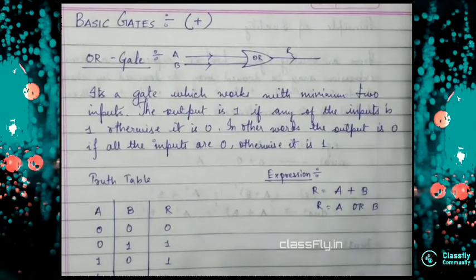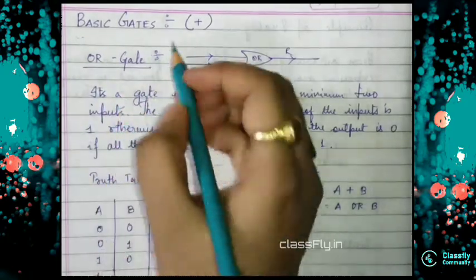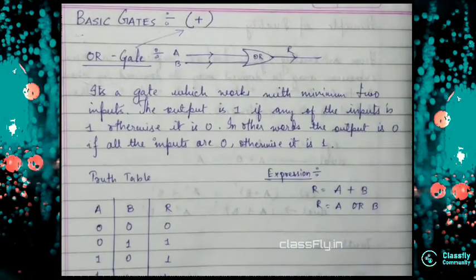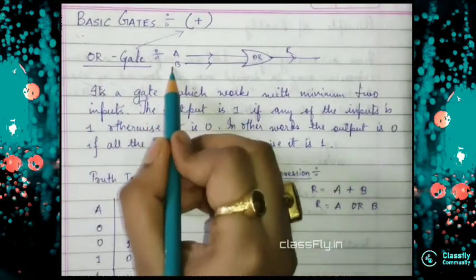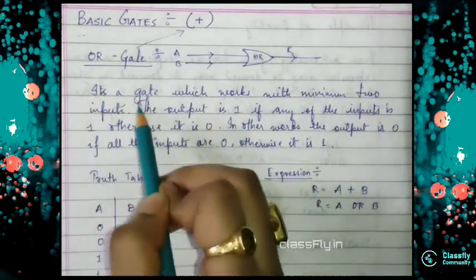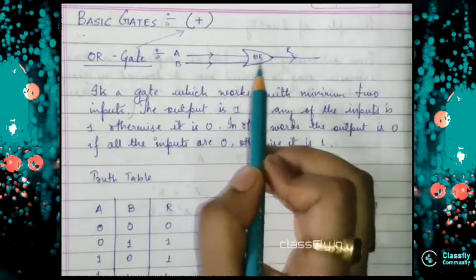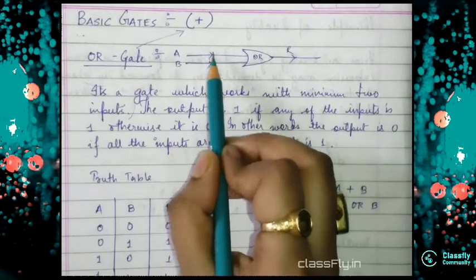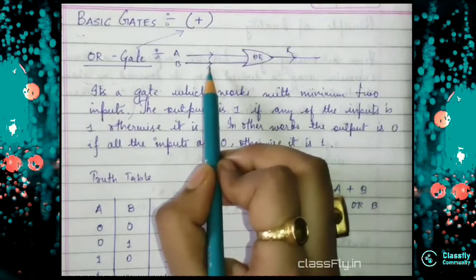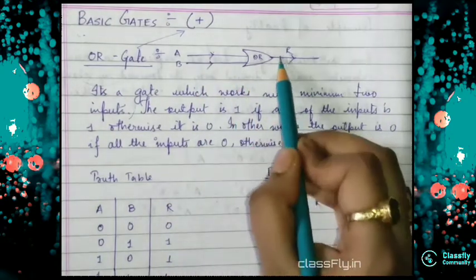Today we will deal with the topic basic gate. So our first gate is our OR gate. OR gate means, as I told, it is plus in part 1 of Boolean Algebra. See, an OR gate works with minimum 2 inputs. In this first statement, it says that it will have minimum of 2 inputs, not maximum. It will have particularly 2 inputs, meaning it is compulsory to have 2 inputs for OR, and it will have one output.